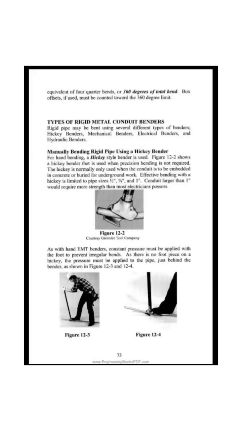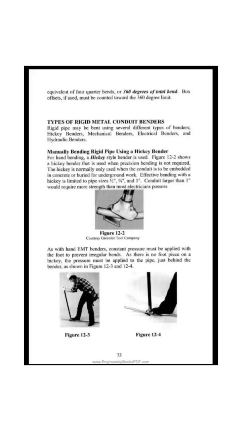Figure 12 to 2 shows a Hickey bender that is used when precision bending is not required. The Hickey is normally only used when the conduit is to be embedded in concrete or buried for underground work. Effective bending with a Hickey is limited to pipe sizes 1/2, 3/4, and 1.